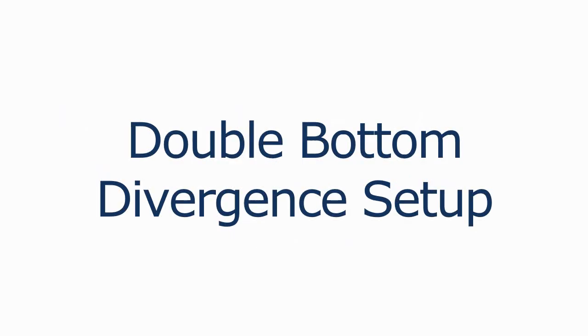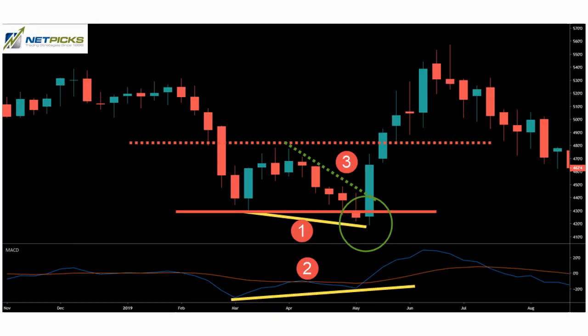The divergence setup. This strategy is going to use a bullish divergence signal in addition to the double bottom. You can use the RSI, stochastics, or my favorite indicator, the MACD. Now, bullish divergence will show the indicator making a higher swing low, while price makes a lower or the same level swing low as the first one.